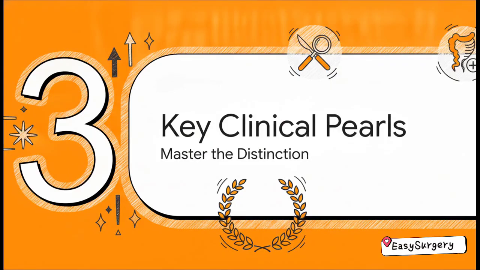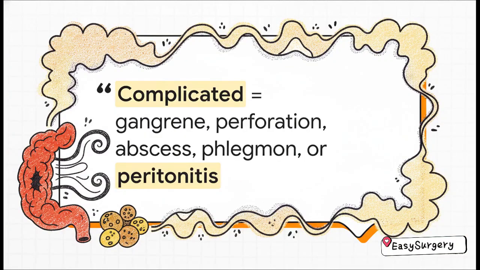All right, Section 3, Key Clinical Pearls. Time to master the distinction. If you remember only one thing from this entire explainer, make it this fundamental rule. I honestly can't emphasize it enough. Uncomplicated means inflammation is entirely confined to the appendix. Complicated means gangrene, perforation, abscess, phlegmon, or peritonitis. Literally burn that into your brain right now. Committing this specific rule to memory is going to guide almost all of your diagnostic decisions on the wards.